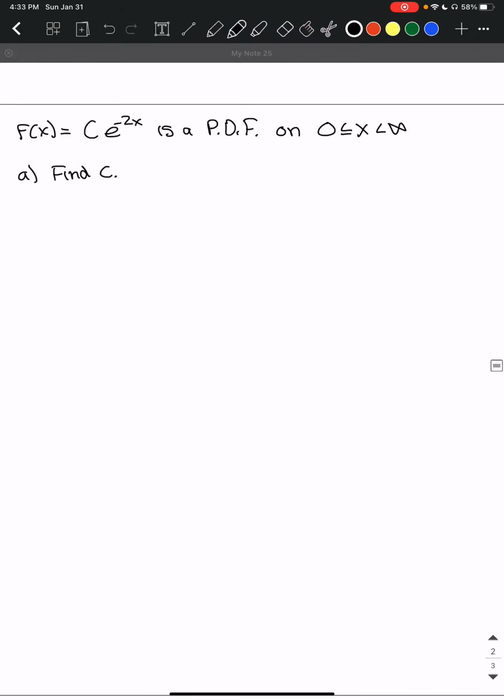Let's say that f of x is equal to some constant c times e to the minus 2x is a probability density function, and I'll restrict it to be positive, or non-negative, where x is between 0 and positive infinity. And so my first part here is I need to figure out what c is. This is a really common Math 104 problem, at least in the past.